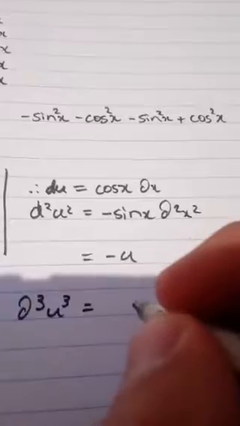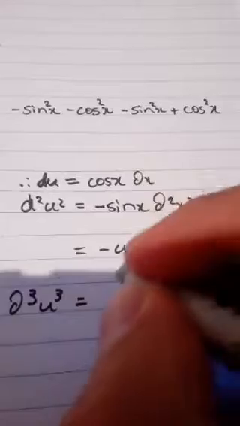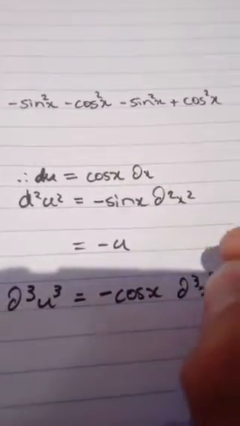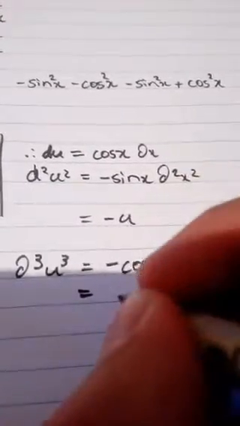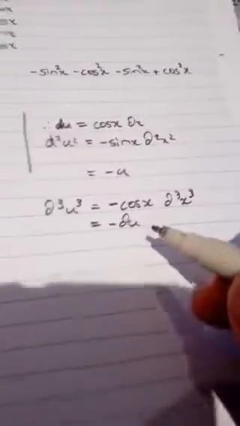But d3u is going to equal, what have I done here? Cos x minus sin x. Yeah, that's right. Sin x, cos x minus cos x, minus cos x d3x3, which happens to equal minus du. So it keeps repeating itself. So what happens is that you'll end up getting, let's actually do it. Let's solve this.